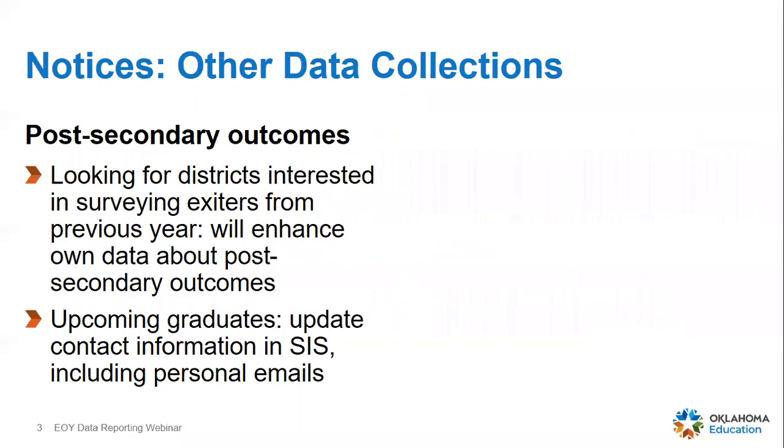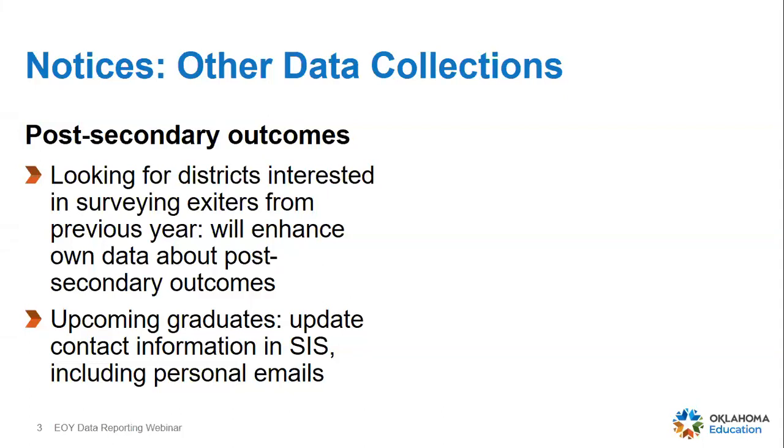Okay, a couple other notices about data collections. Post-secondary outcomes. We collect that through an annual survey. It's done 1 year after students leave high school. And we are looking for districts interested in surveying your own students who exited the previous year. So we contract with an organization out of Utah, and they make phone calls, they send emails, they send mail surveys to your students who exited the last school year. But a lot of states have a lot of success working with districts to collect that information. So if you are interested in doing that, please give me a call, give Lori Chesnut a call. Well, no calls, emails. And we will talk to you about how to do that, what it might look like.